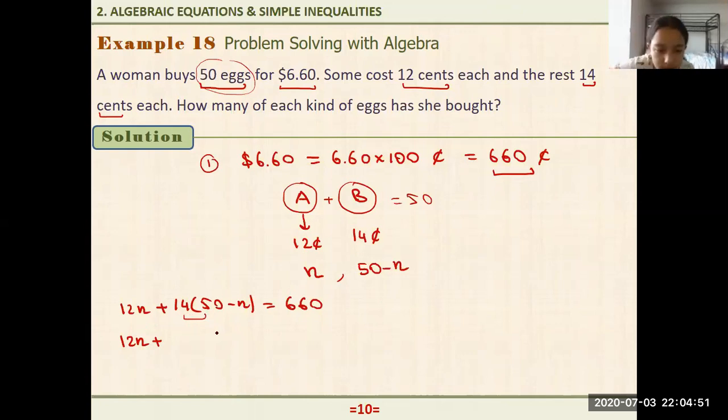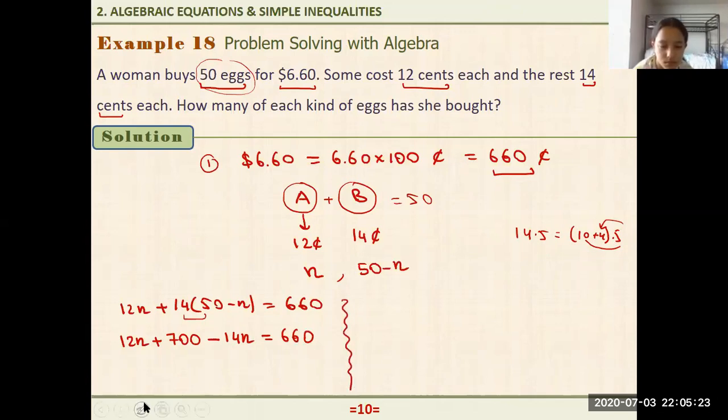Mm-hmm. 14 times 5, that is 10 plus 4 times 5. 5 times 10, 50, 5 times 4, 20, and then your sum is 70. So 70, we have one more 0, it is 700. Minus 14 times n, it is 14n. On the right hand side, we have 660.